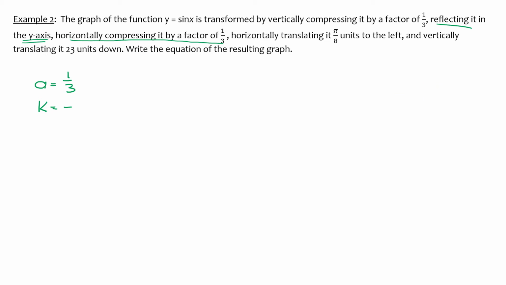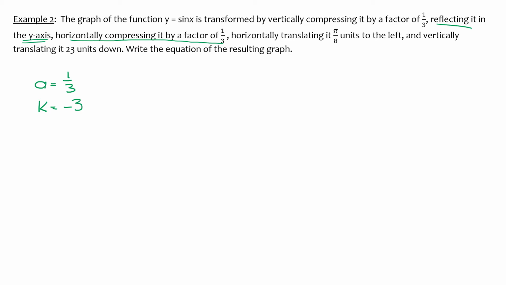Okay, so we are looking at horizontally compressing by a factor of 1/3. That part's always confusing. If you're compressing it by a factor of 1/3, it means you're squeezing it in to occupy 1/3 of the space between the y-axis and its original function that it was. So that means our k value is actually a 3, not a 1/3.